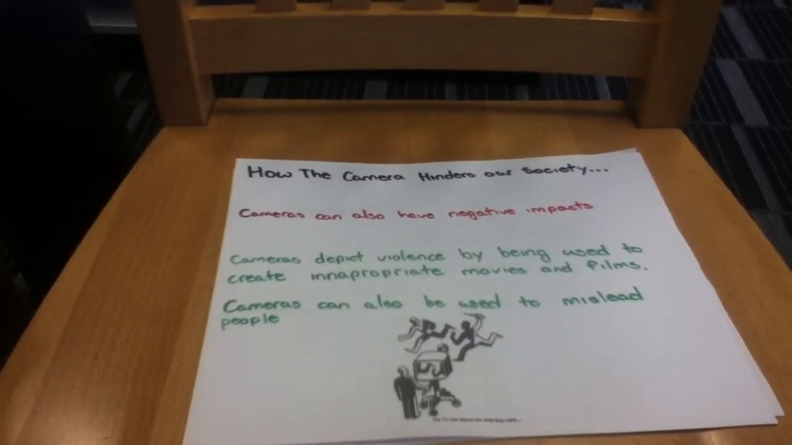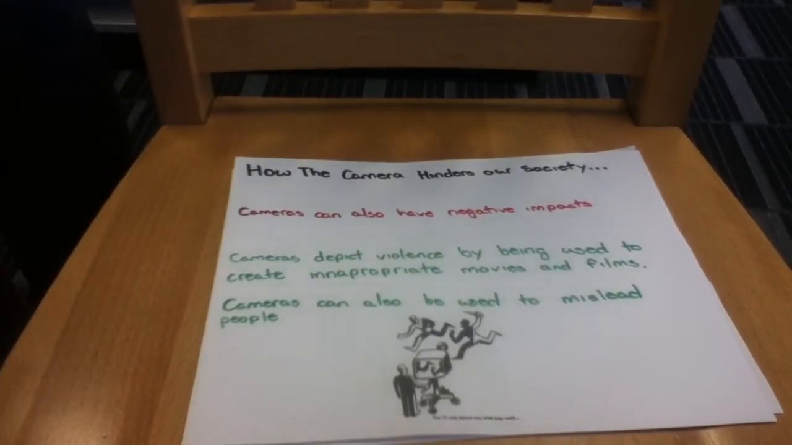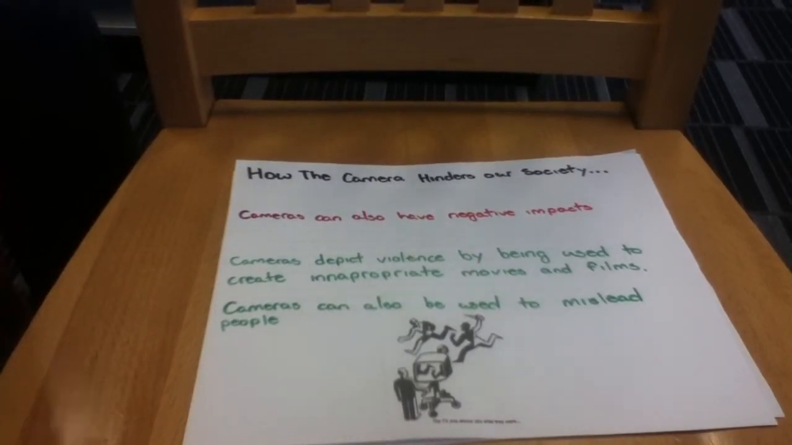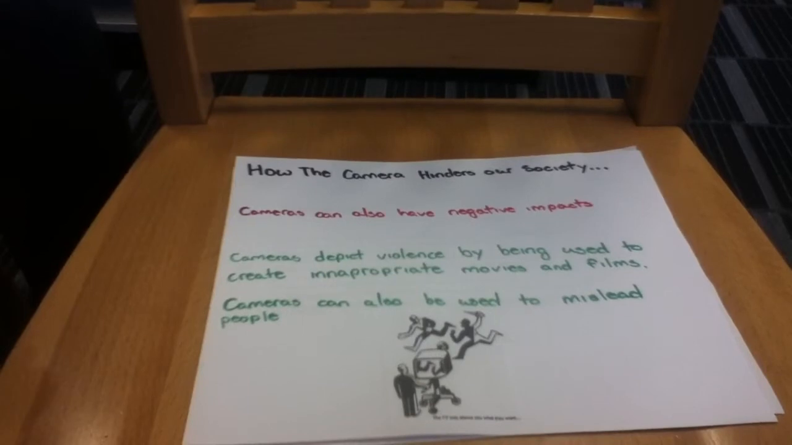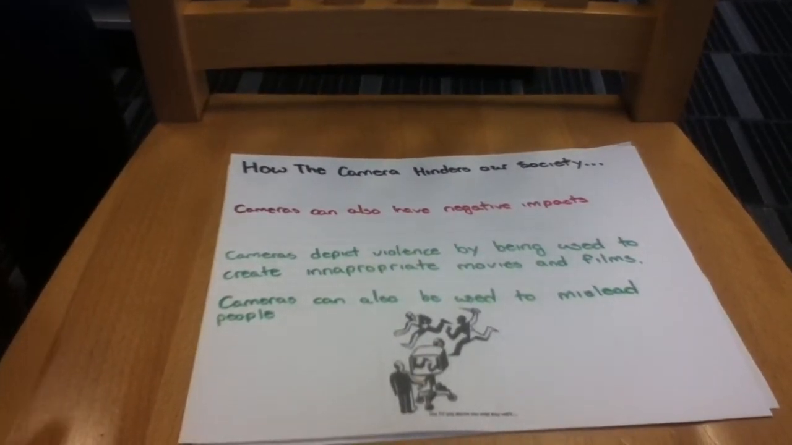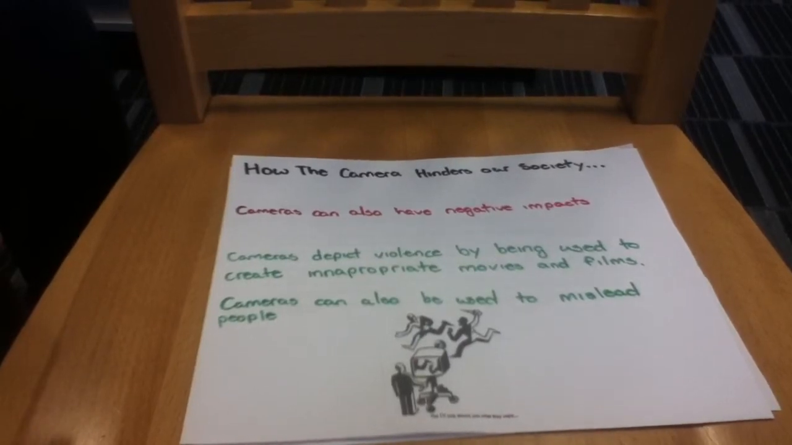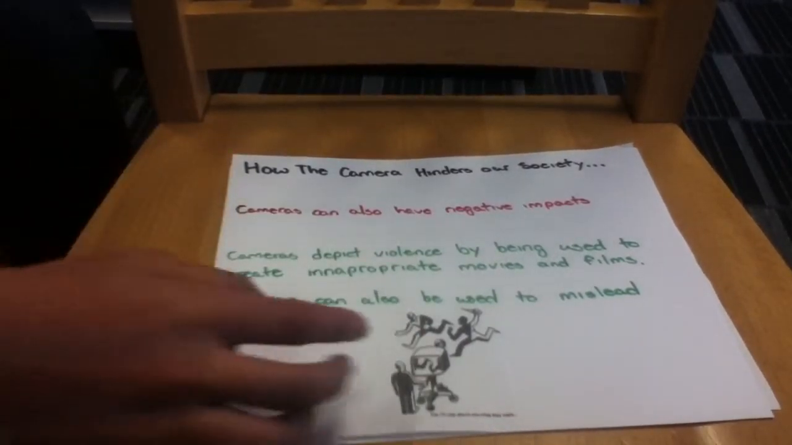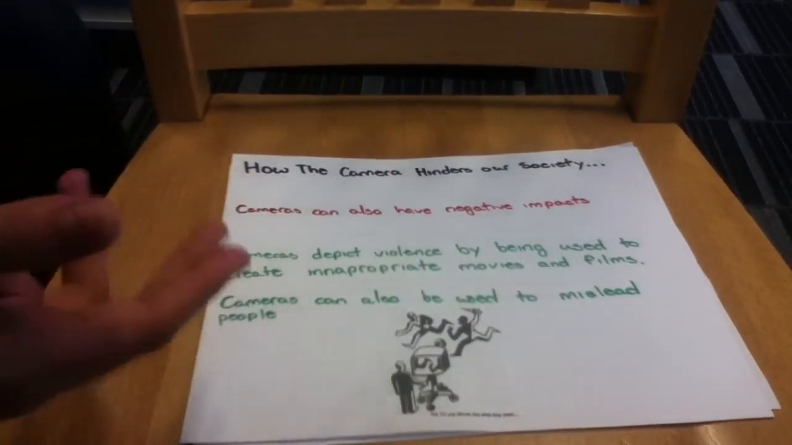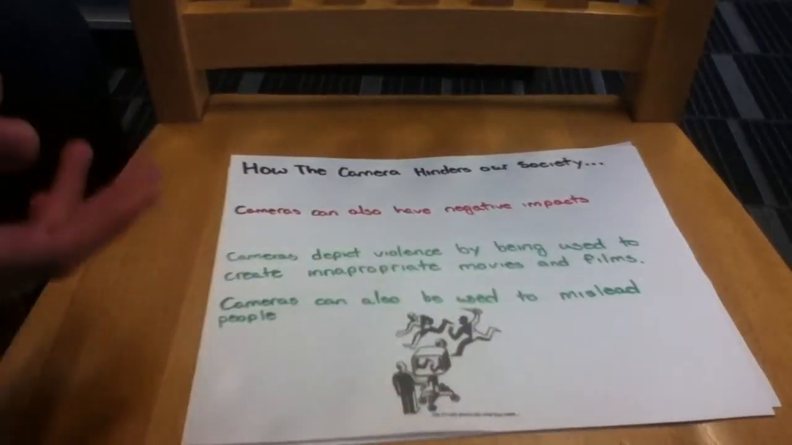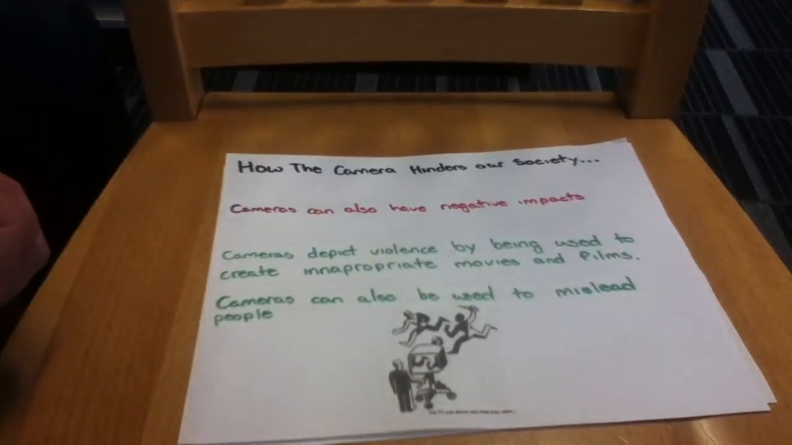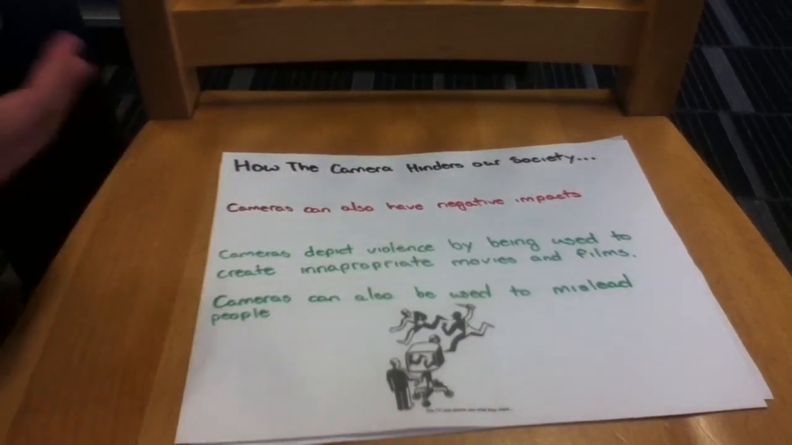How the camera hinders our society. Cameras can also have negative impacts. Cameras depict violence by being used to create inappropriate movies and films. This can result in an increase in crime rates, and cameras can be used to mislead other people. As you can see from this image, it's making it seem like the person that's actually killing is the one that's being killed, and it's basically misleading the people. And the message here is that the TV only shows you what they want.